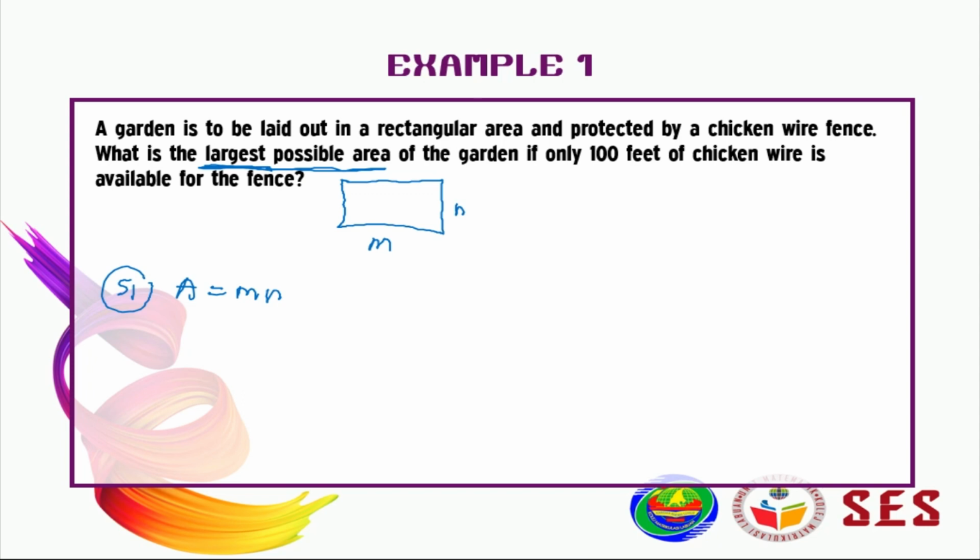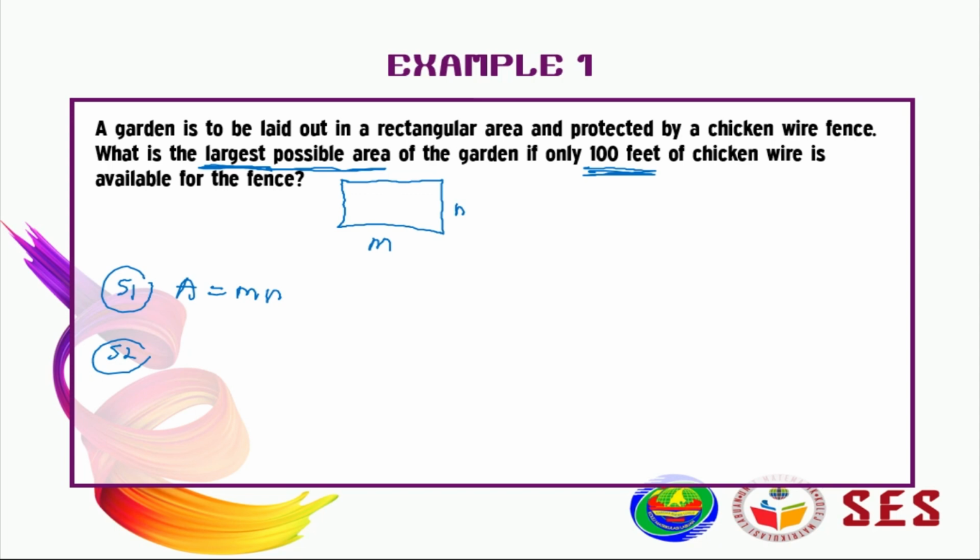Okay, so your second step. The second step is you need to express area as a single variable function only. So what is another piece of information given by the question in order for you to do this? There is 100 feet available, which means that this 100 feet is the total length of the chicken wire. So the total length of your fence is going to be 100 feet.